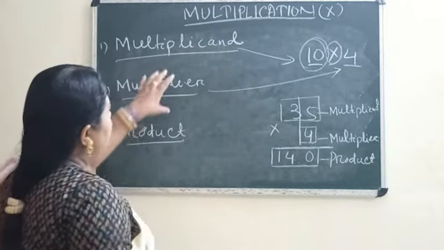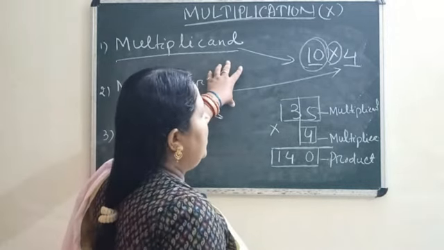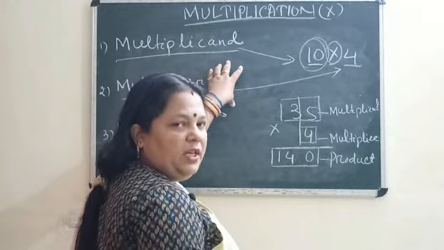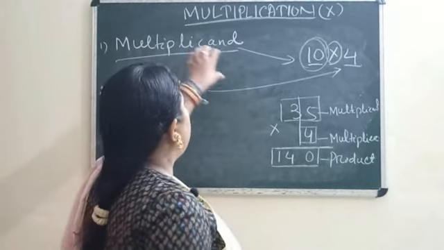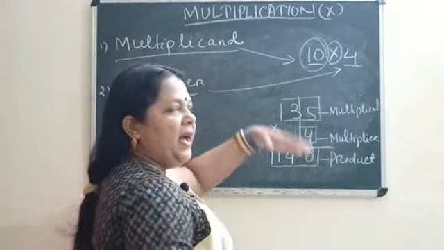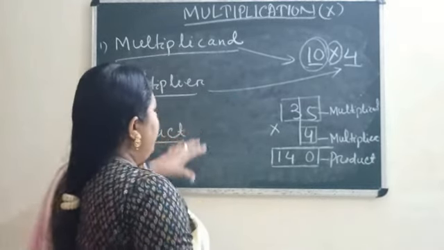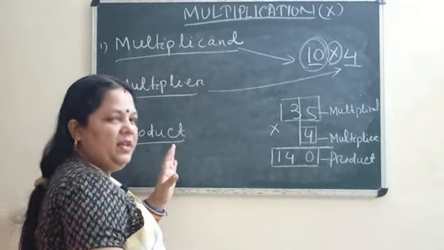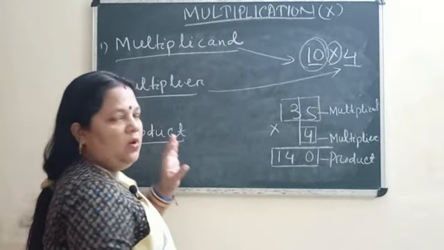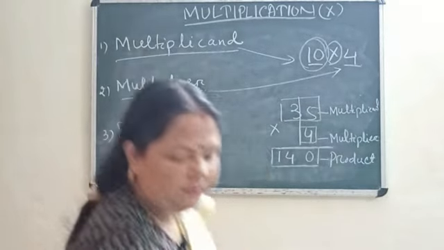So to recap the definition, the number which you will multiply is called the multiplicand, the number by which you will multiply is called your multiplier, and after multiplication whatever answer comes is called your product.